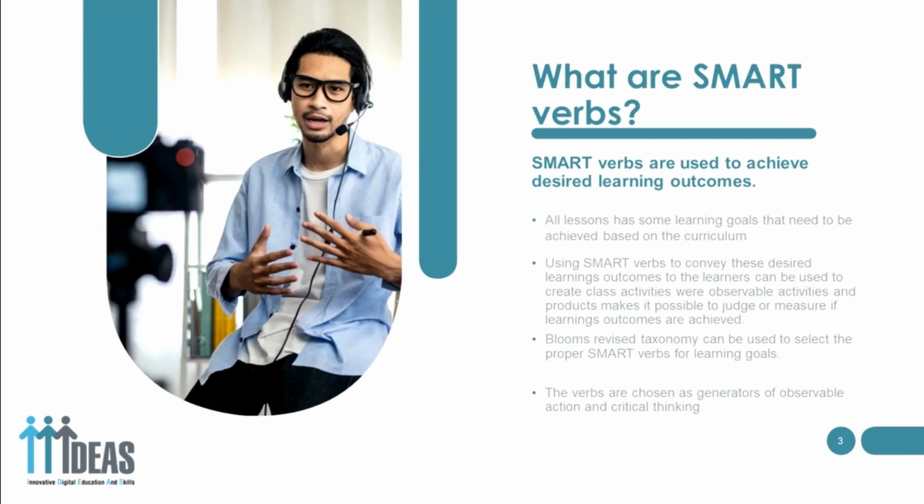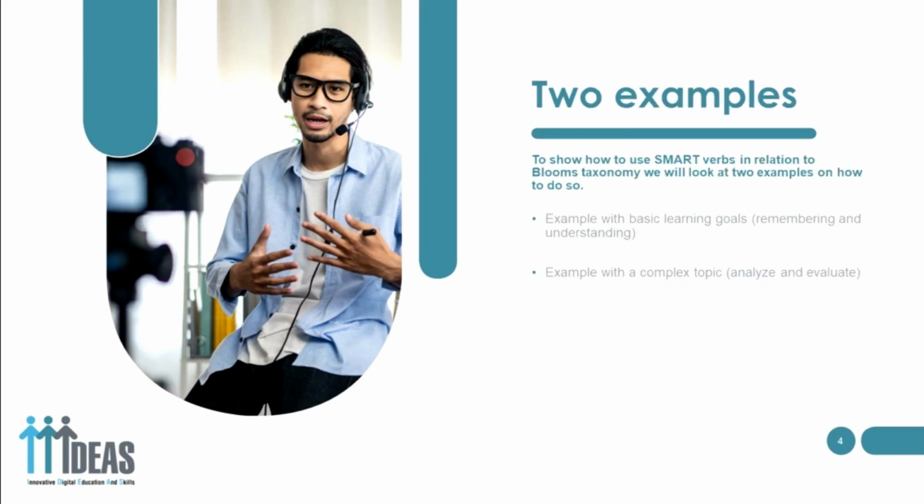Smart refers to the verbs being measurable, and in most cases this means that assignments yield products and behaviors where the educator can measure and observe to which extent the desired learning goals have been achieved by the learners. To show how to use smart verbs in relation to Bloom's taxonomy, we will look at 2 examples on how to do so.